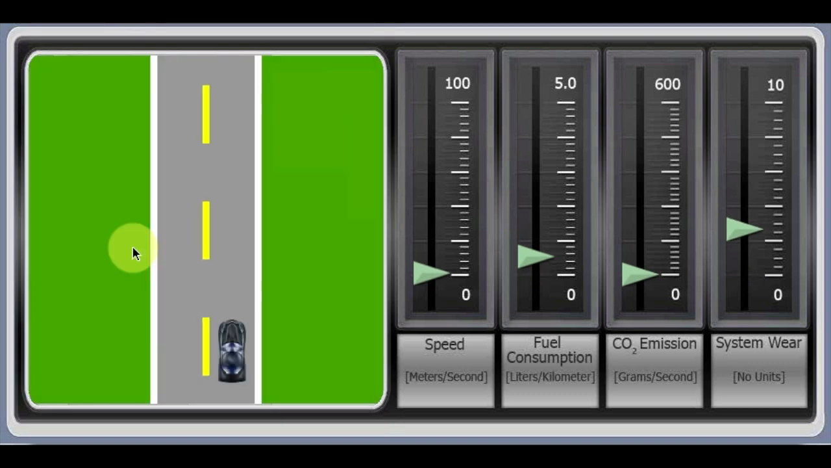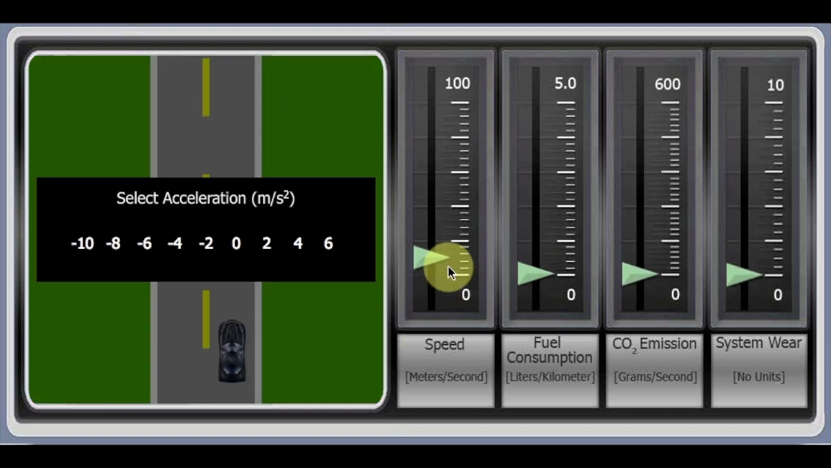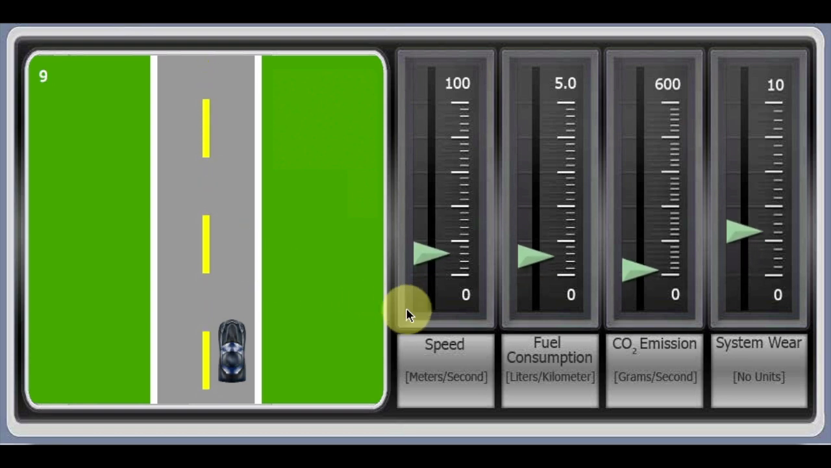In this case, I chose 10 meters per second. Note that the vehicle is getting up to that speed and that the gauge shows a speed of 10 meters per second. Then choose an acceleration. I chose a value of 2 meters per second squared. See how the vehicle's speed is increasing?